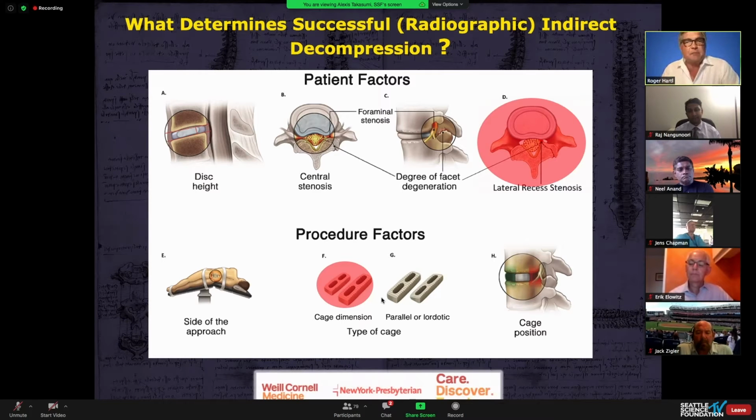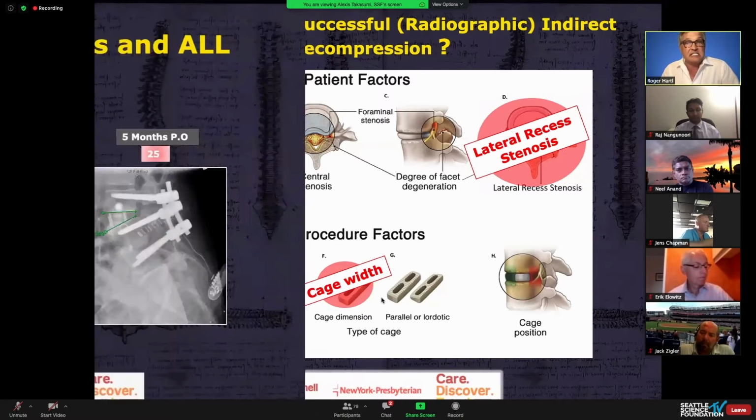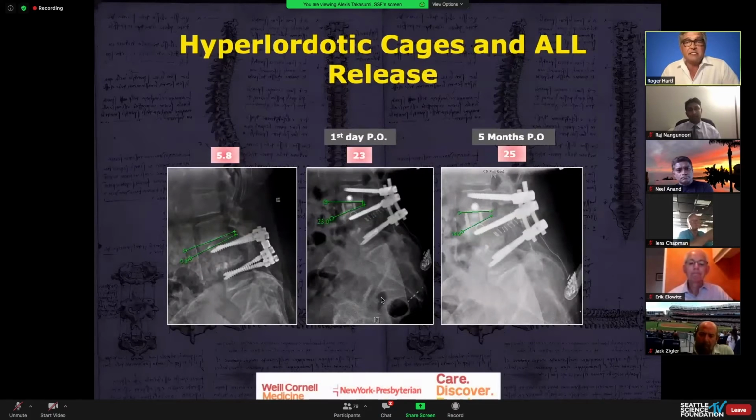So there's some patient-related factors and some procedure-related factors that we're very well aware of that will predict the failure or success of indirect decompression. But I think much more work needs to be done so we can really advise our patients before undergoing surgery what will work and what will not work. So cage width and lateral recess stenosis are significant factors in determining the success or failure of indirect decompression.